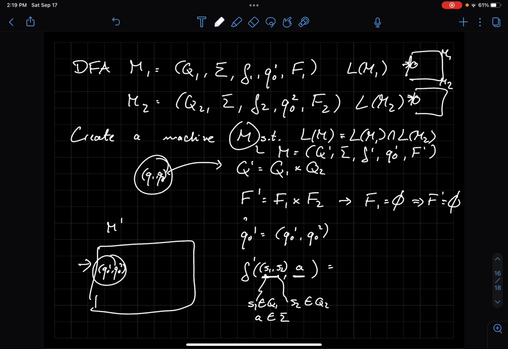What can happen? The state that I need to go to is the state that I go to when I read A from S1 and the state that I go to when I read A from S2, in the respective machines M1 and M2. So what does this look like? Remember the output of delta prime, which is just a transition function, should be a state. But this is now a state in M prime, and states in M prime are actually tuples. So the state should be an element of Q1 cross Q2.